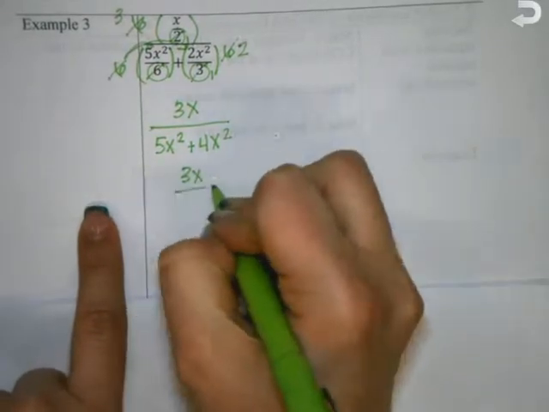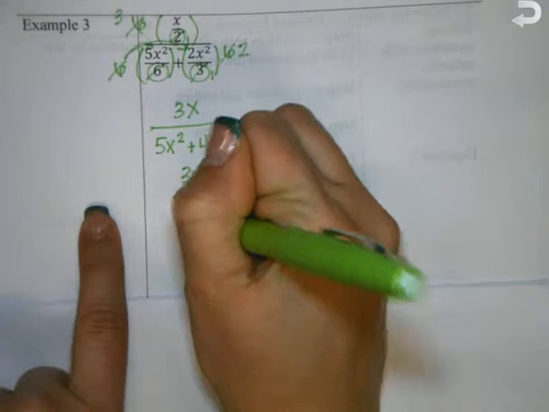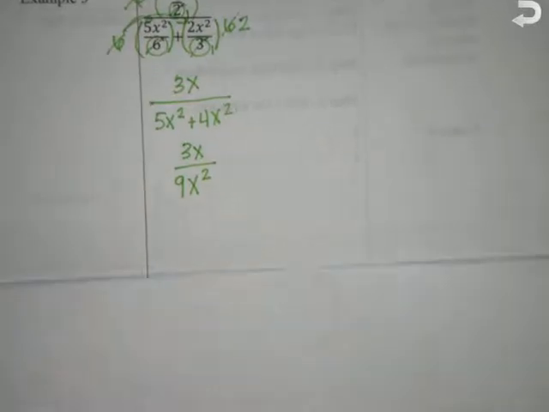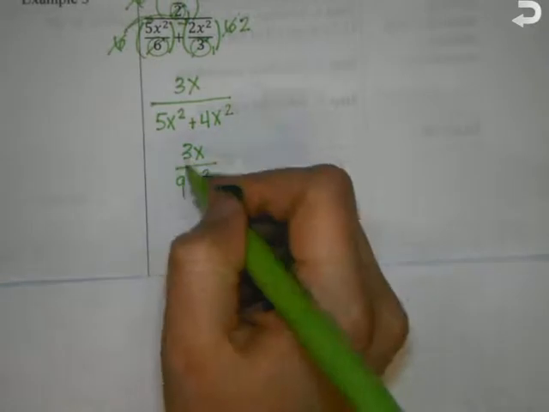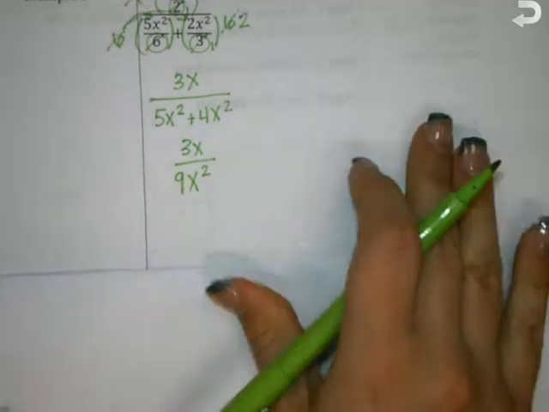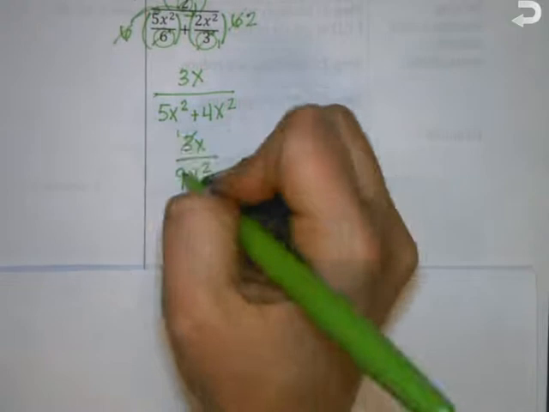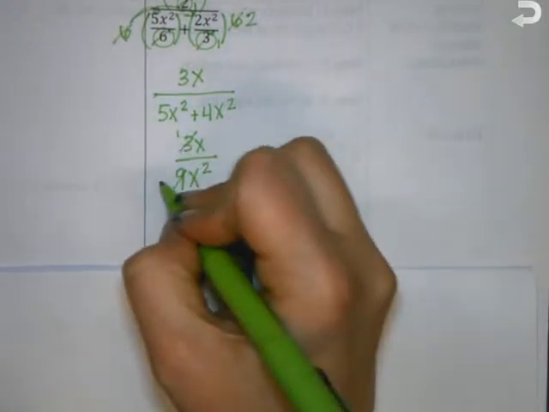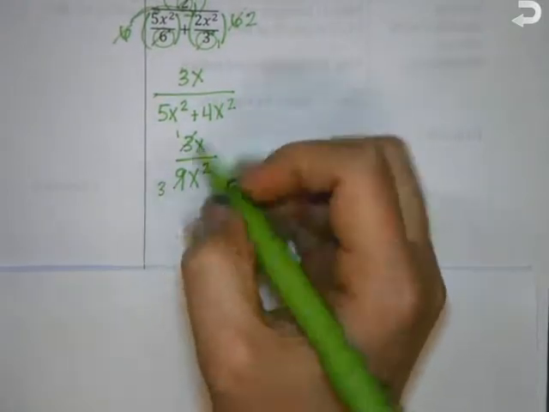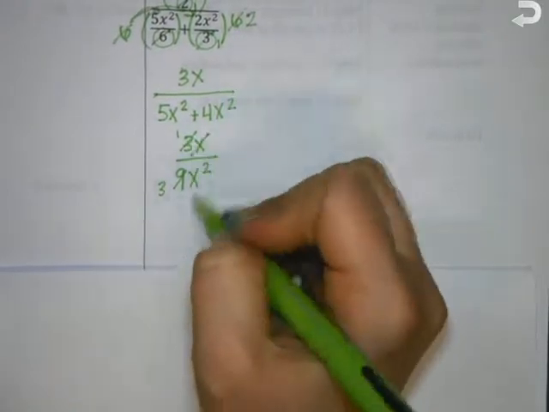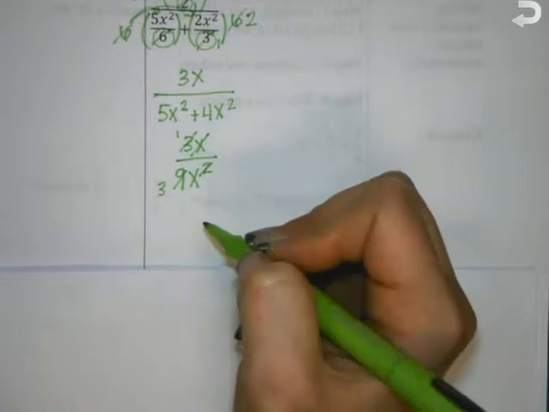And can I reduce at all? Yes, I can. 3 and 9, what does that reduce to? 3 goes into 3 once, and 3 goes into 9 3 times. And what about these x's? This x cancels with one of those. So what's left in the numerator? A 1 over 3x.